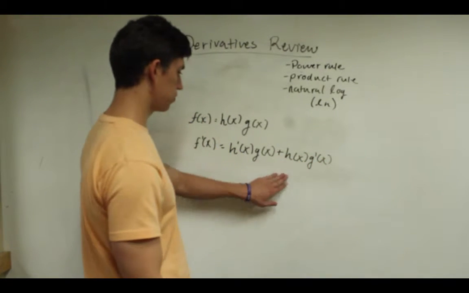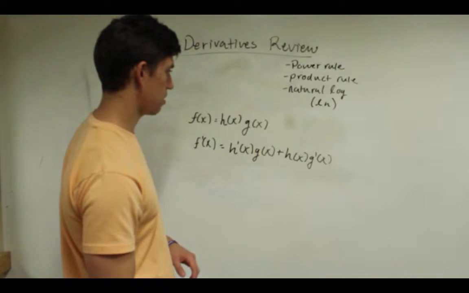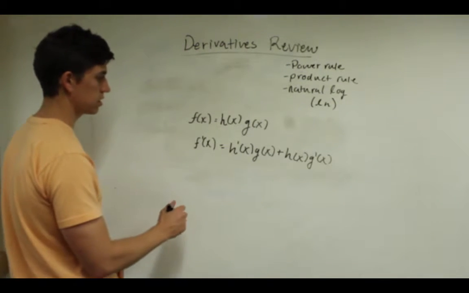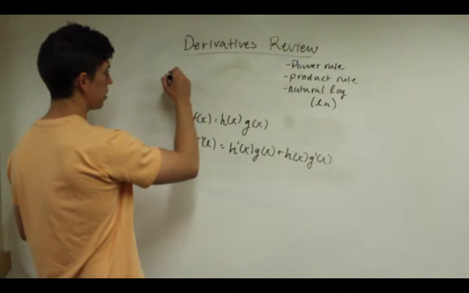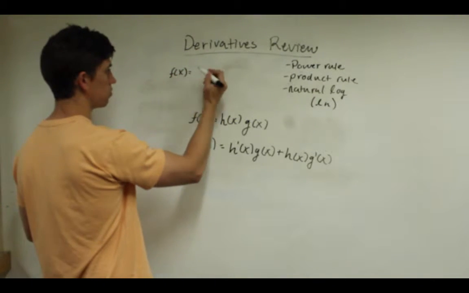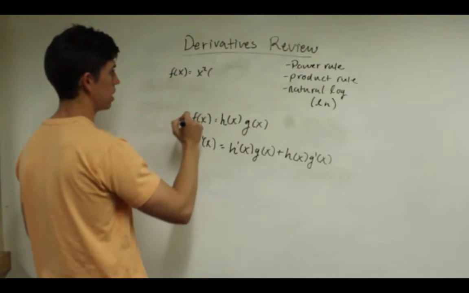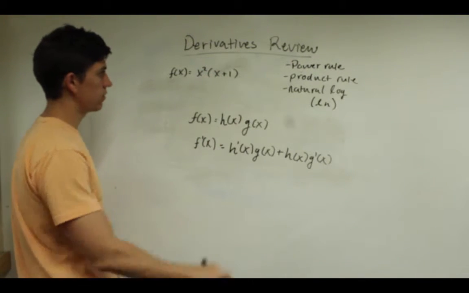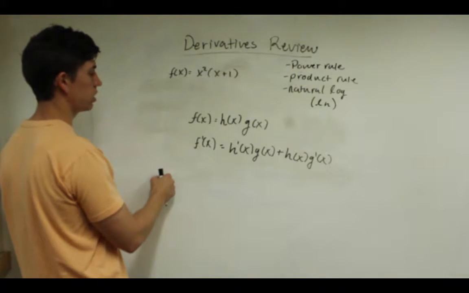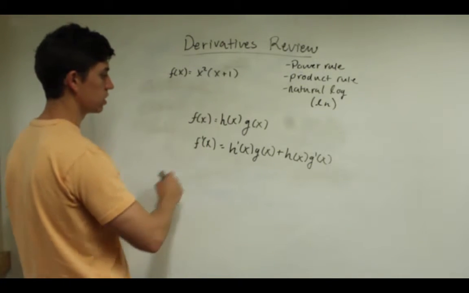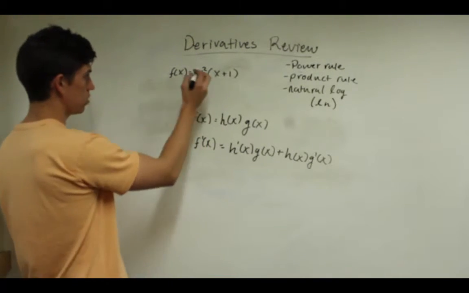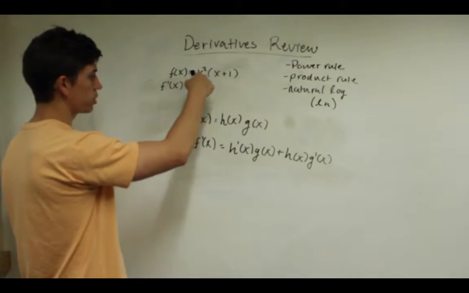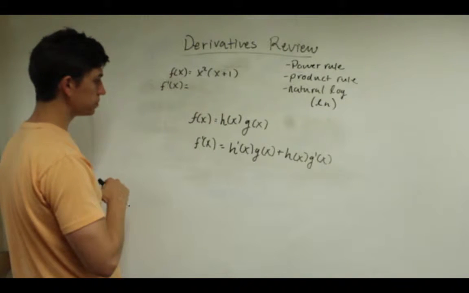Right? And that looks confusing and hard, but I'll give you an example here that makes it a bit easier. So let's just say in this case that f of x is equal to x squared times (x plus 1). Obviously we could distribute this and get our answer, or we could just use the product rule. So then using the product rule we get f prime of x. This is going to be our h of x and this is our g of x.